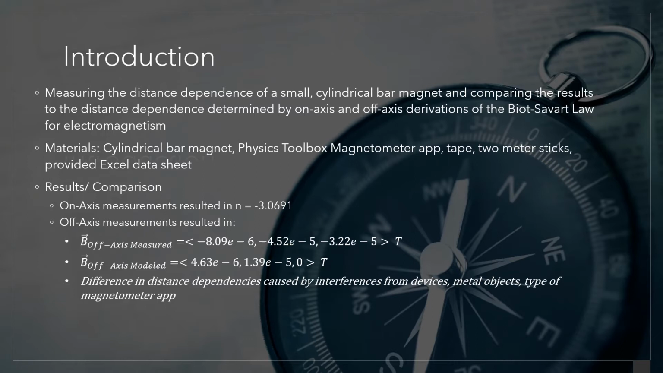At the end, we could conclude that for our on-axis calculations, n was negative 3.0691, and for our off-axis calculations, our magnetic field due to the bar magnet was negative 8.09 times 10 to the negative 6, negative 4.52 times 10 to the negative 5th, and negative 3.22 times 10 to the negative 5th Teslas, which could be compared to our magnetic field of the bar magnet based off the Biot-Savart model, which ended up being 4.36 times 10 to the negative 6, 1.39 times 10 to the negative 5th, and 0. The vast differences, especially in the Z component, can be explained by the interferences around our experimental area that impose their own magnetic fields that were then picked up by our sensors.